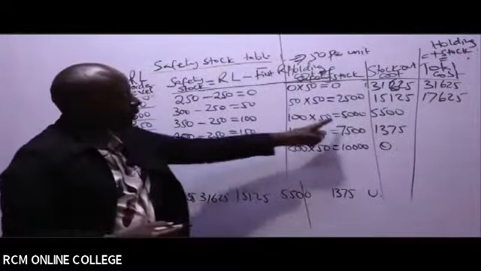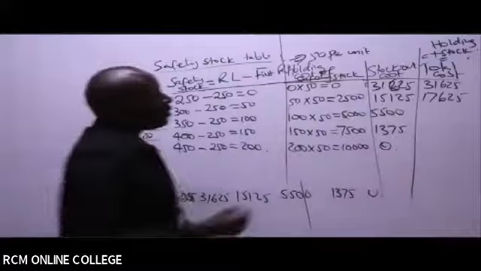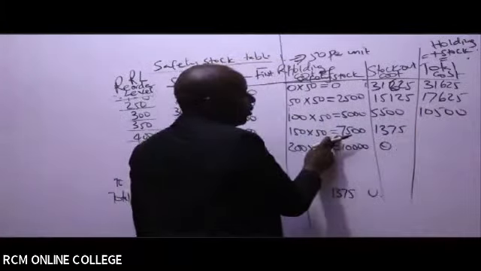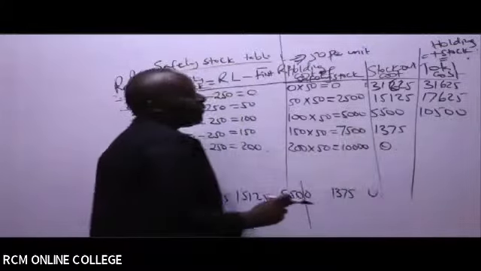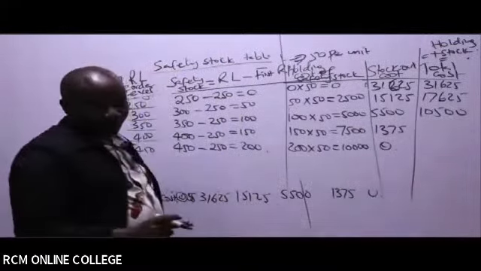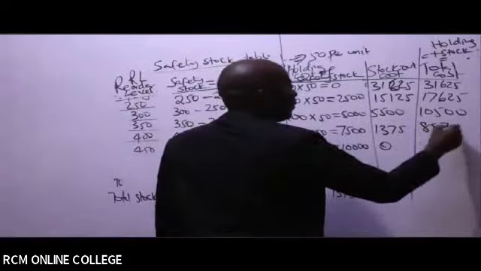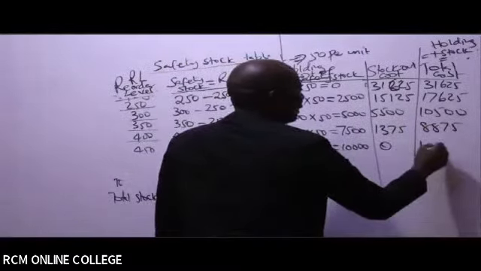17,625. And then we have 5,000 plus that. 10,500. Then you take here 7,500 plus this 1,375. 88.75 from Ismail. 88.75 from Ismail. And then we have 10,000.